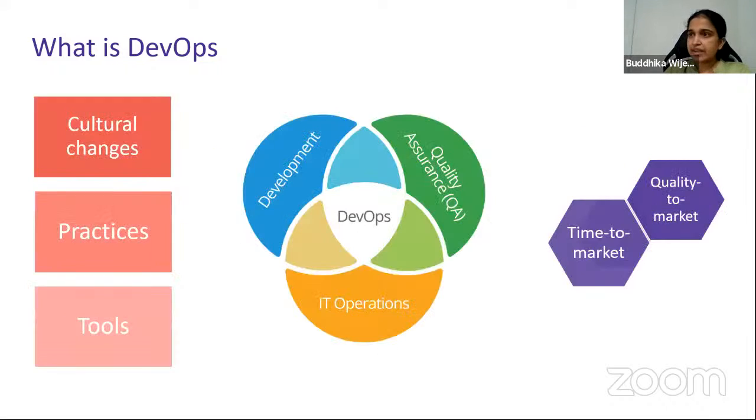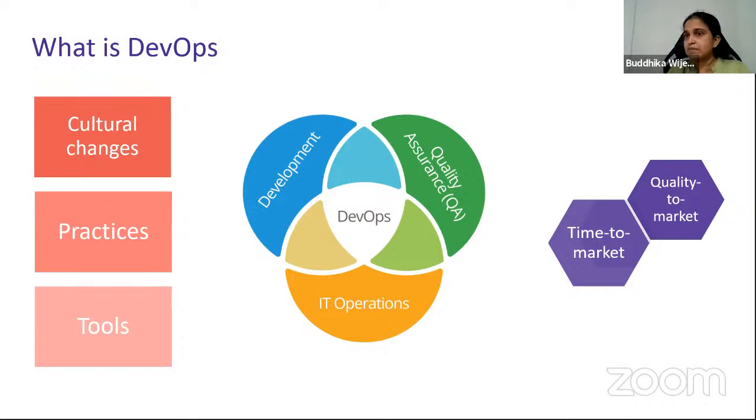So basically, DevOps is a culture that we are going to adopt in our organizations, where we are trying to make some cultural changes, some changes to our software development practices, and also adopt some tools, with the target of increasing the collaboration between development, quality assurance, and IT operations. And at the end, the result we are expecting is improvement in time to market and quality to market.